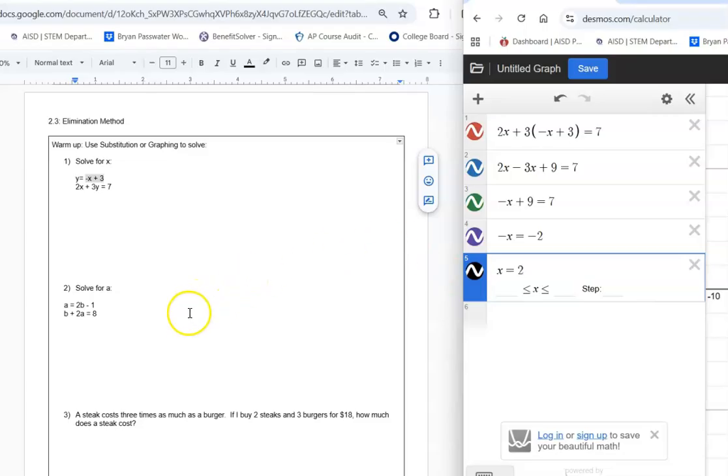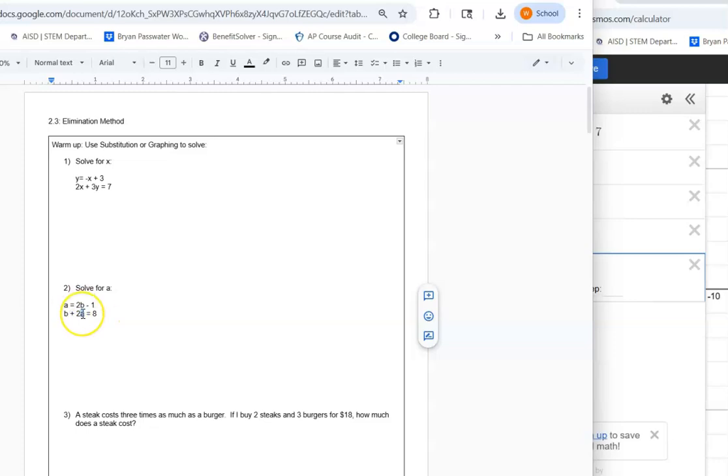So that's basically what you do with number 2, but you just replace the a in this second one with what a equals, which is 2b minus 1, and you just solve for a from there.